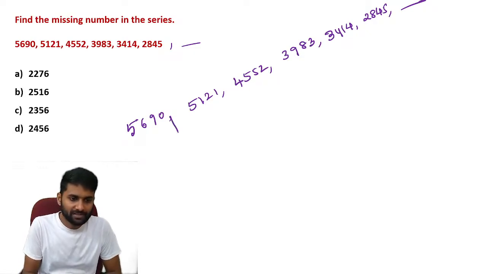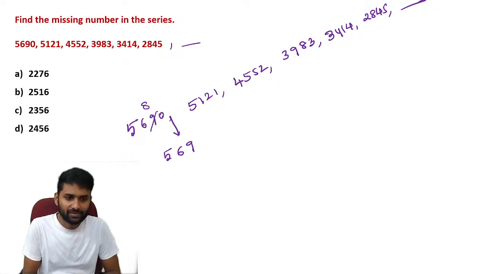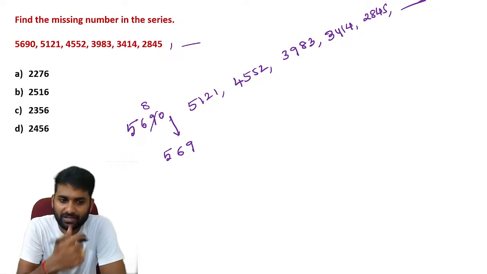Let's find the difference here. So how much is the difference? It's like, see, 0 minus 1 is 9. So it's a difference of 8, right? 8 minus 2 is equal to 6. Now 6 minus 1 is equal to 5. So it's a difference of 569 units.